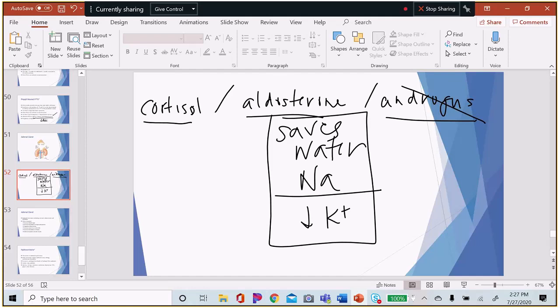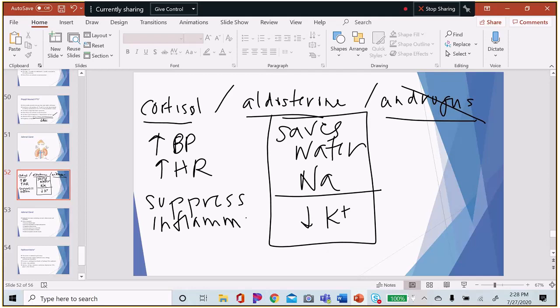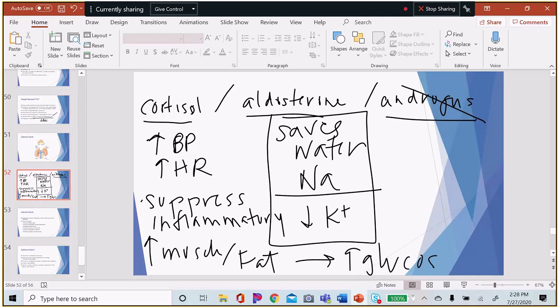The other thing is the stress hormone cortisol, which is supposed to help the sympathetic nervous system work better to keep our blood pressure and heart rate up in times of stress. It suppresses the infection and inflammatory system on purpose, because in times of stress, we don't want to waste energy. And it helps to break down muscle and fat as a source of sugar, which in times of stress we would need.